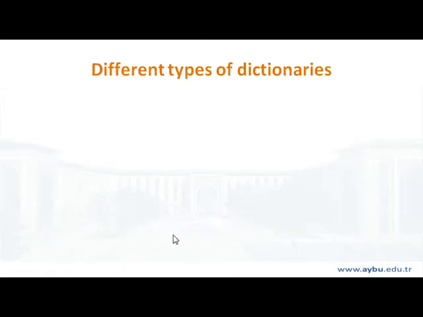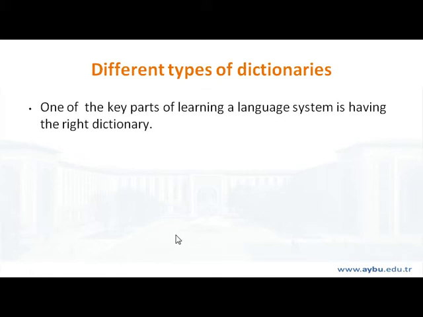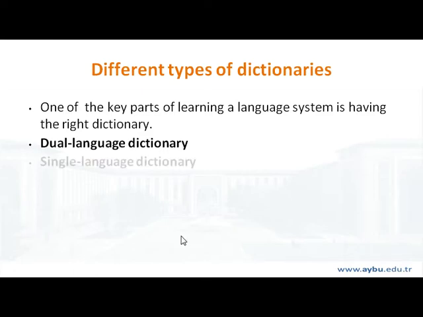Now, in the next part, we have different types of dictionaries. One of the key parts of learning a language system is having the right dictionary. We have dual language dictionaries, another name could be bilingual dictionaries: English-Turkish, English-French, or different languages. Then we have single language dictionaries, monolingual dictionaries, only one language: English to English, Turkish to Turkish, French to French.